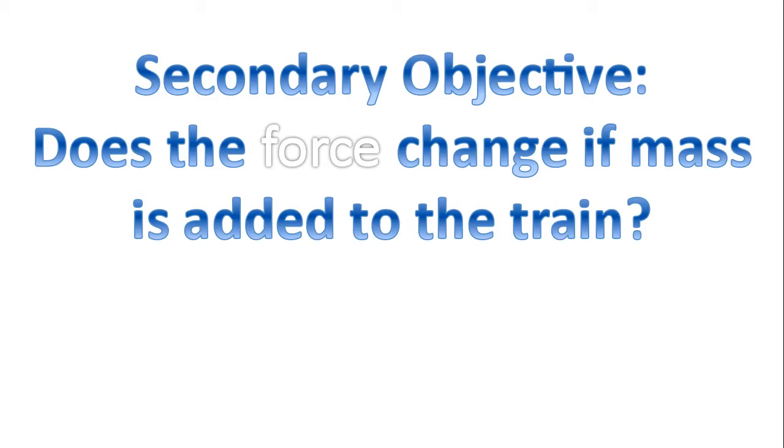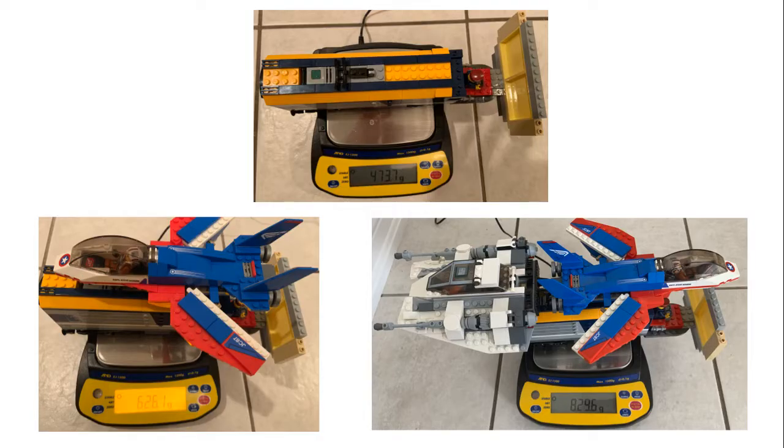Secondary objective is to determine if the force changes when mass is added to the train. If we make the train heavier, does that have any effect on the force? And so to accomplish this secondary objective, we're going to have the train at three different weights. You can see the top weight there, 473.7 grams. Then we're going to add something to the train, 626.1 grams. And finally, we're going to add two objects to the train, 829.6 grams. Is the stopping force affected by the mass?